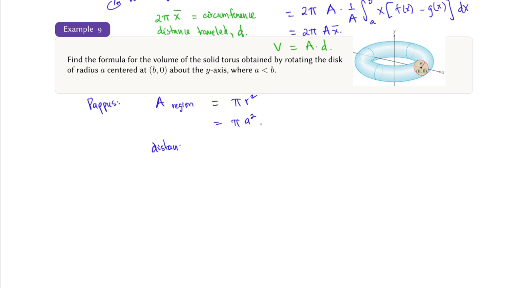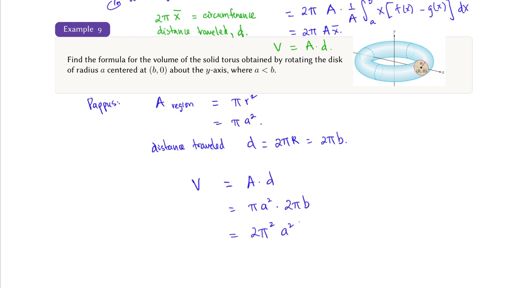We would also need to find the distance that the disk traveled around the y-axis. The disk traveled in a circular motion with the radius of b, because it is rotated about the y-axis. And so the circumference is 2 pi b. So the volume is the area times the distance. The area is pi a squared. The distance is 2 pi b. So according to the theorem of Pappus, the volume is therefore 2 pi squared a squared b.